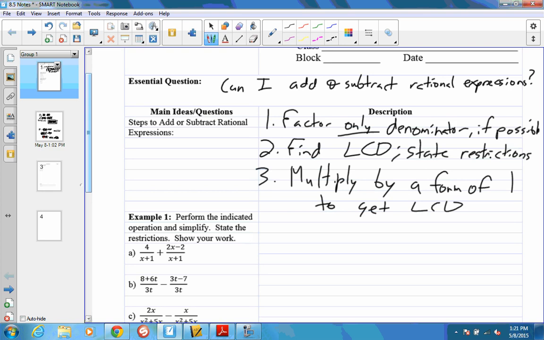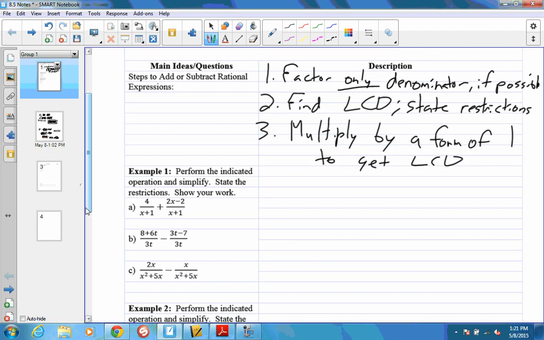By a form of 1. 7 over 7 is 1. 8 over 8 is 1. If you multiply by 1, you wouldn't actually get anything new. But if I multiply the bottoms by, say, 4x squared, I need to multiply by 4x squared over 4x squared. All right, so you guys have done this with fractions. You'll be fine. After I do that, I have common denominators, so I can actually add.